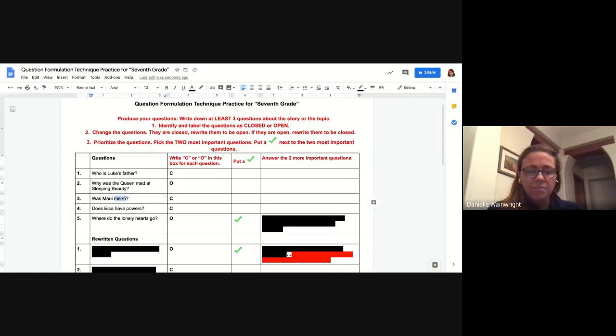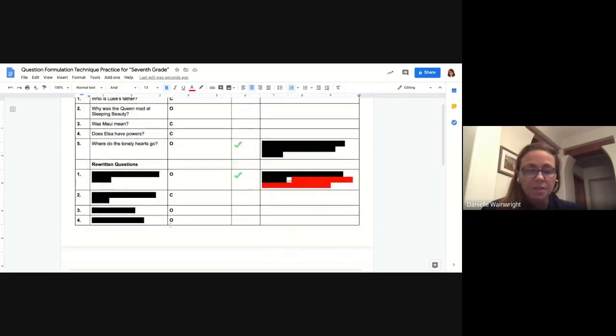Was Maui mean? That's a yes or no, so it's closed. Does Elsa have powers? The answer is yes or no, so it's closed. And where do the lonely hearts go? Well, that is definitely an open-ended question because you could say lots and lots of things to describe that. So the next step is to change the questions. If they're closed, you rewrite them as open, and if they're open, you write them as closed.